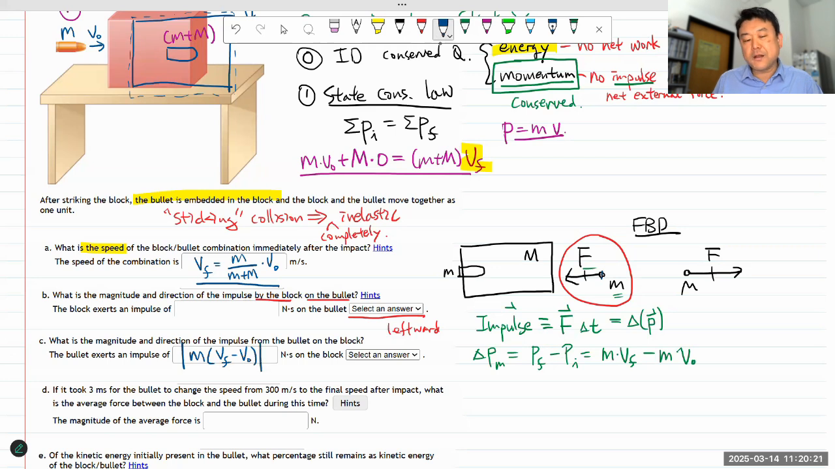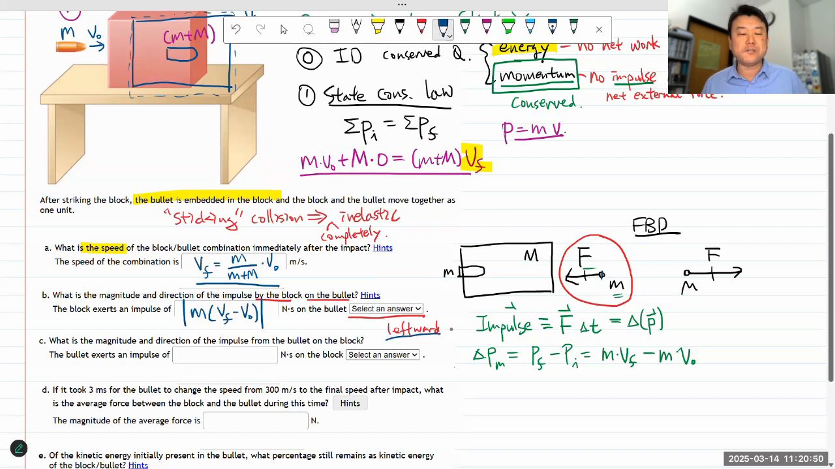I'm putting the absolute value because if you put in a negative number here, which I think my final number will be, the system will say this answer is wrong because you already indicate the direction here. It's not expecting you to double indicate the direction.